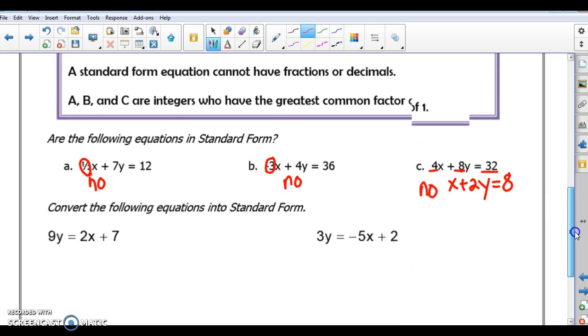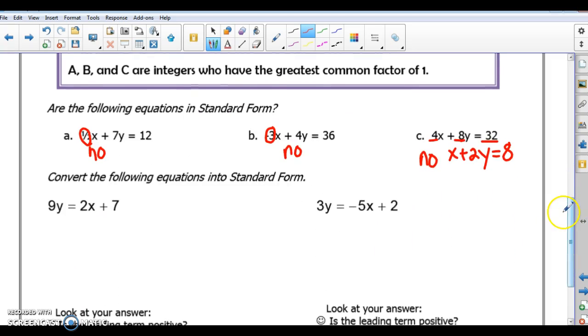Okay. Then let's try some of them. Convert the following equation into standard form. So 9y equals 2x plus 7. How do I change this into standard form? In order to be standard form, you need to move x and y to the left side. The constant should be on the right side. So what can we do here? First of all, we need to move 2x. How do I move 2x? I subtract 2x from both sides.